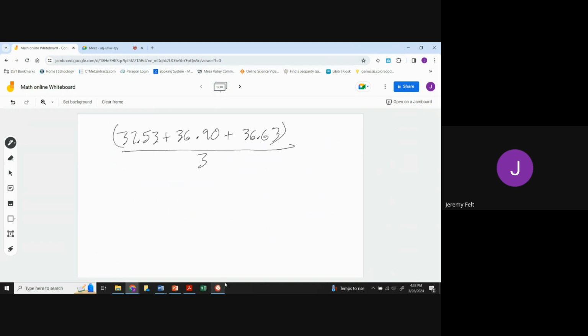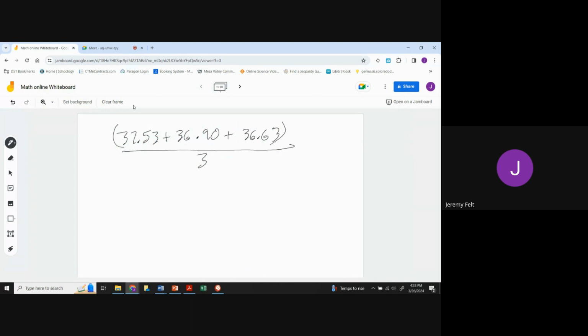So we go over here into 37.53 plus 36.90 plus 36.63. So that's the total time that is divided amongst 3 different trials. So we divide by 3, we get 37.02 seconds. Now for this one, it does make sense that we can leave it in this. Since we have decimals here, we don't have to round up to 38 seconds or down to 37 seconds to have an average. That makes sense to have 37.02 seconds.